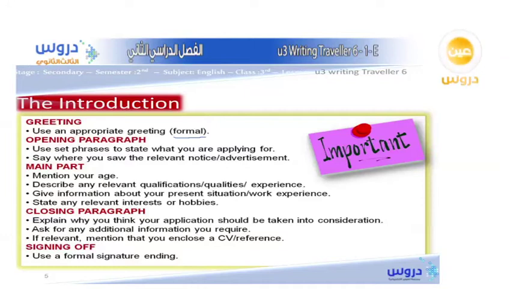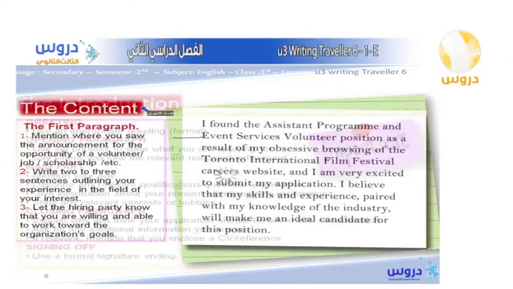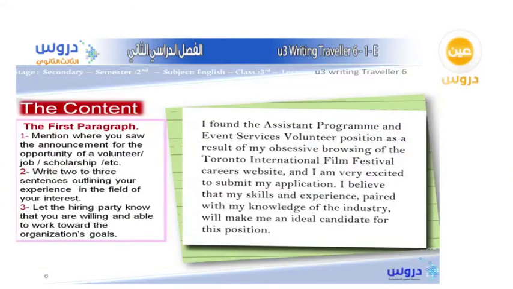Okay, any questions now? Do you have any questions? Well done. Now, that was, let's say, the theoretical part, and now we need to practice. We need to understand what we should write in the first, the second and the third paragraphs.